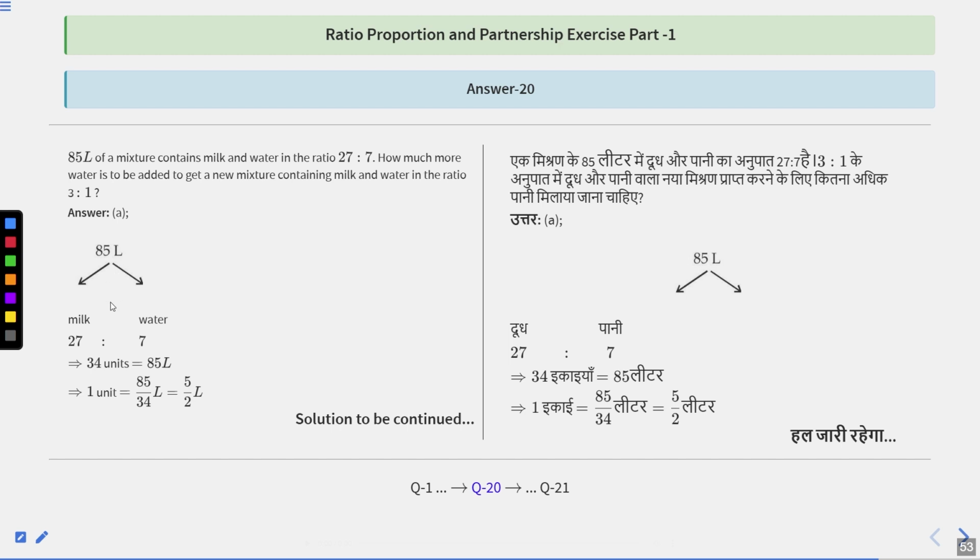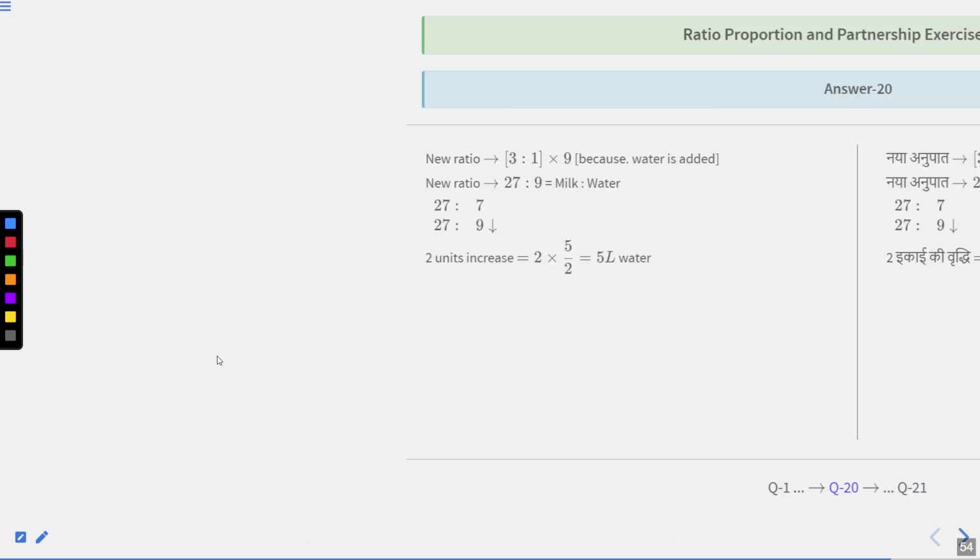85 liters divided in the ratio 27:7. Clear? Because it is given. So when we add it, we get 34 units. 27 plus 7 becomes 34 units, which equals 85 liters. So 1 unit value will become 5/2 liters. Clear? So the solution is to be continued.